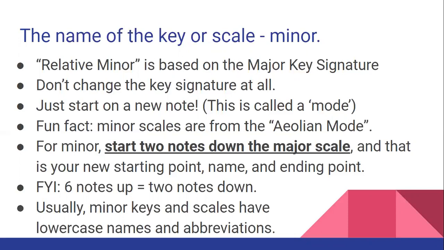For minor, in order to convert from major, you just take the name of the major scale, go down 2 notes in that scale, and that is your new starting point. That will also be the new name of the minor scale, and that'll be also where you end your scale. Just another fun fact to help you if you're not so good at going down the scale, but you're really fast at going up the scale. Going 2 notes down to create a minor scale is the same as going 6 notes up. Usually, minor keys and scales have lowercase names and lowercase abbreviations.